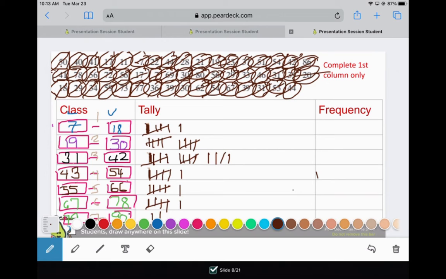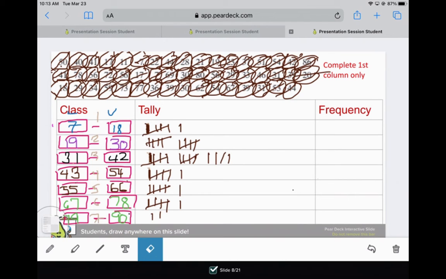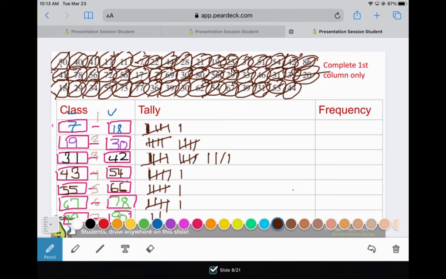The last column, the frequency, is the easiest one. Okay? I really mean it, the easiest one. What you do for the frequency is you count how many tallies you have, and that will be your frequency. So 5, 6. That's the frequency for the first class.